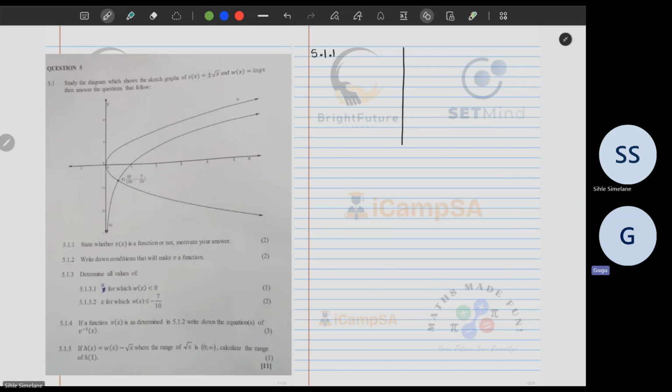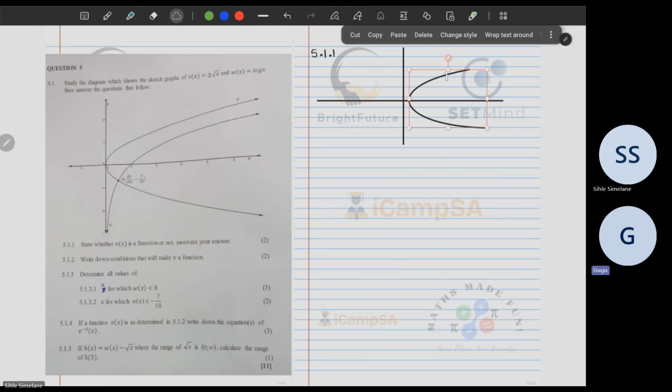It's not a function. And why is it not a function? It fails the vertical line test. Yeah, vertical line test. You are correct.